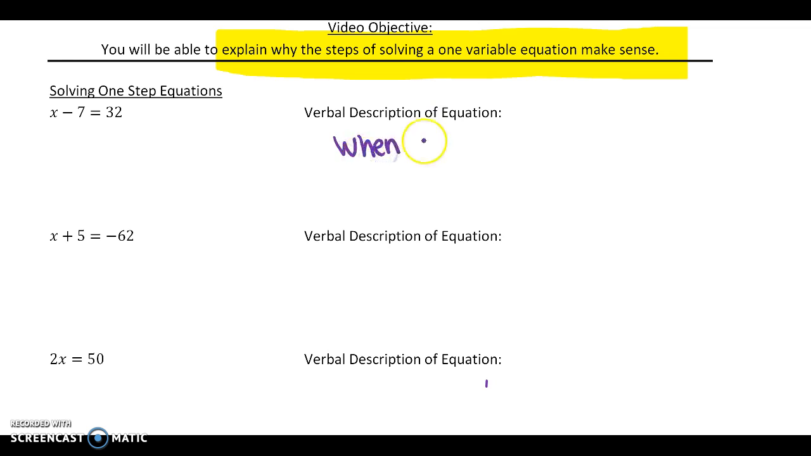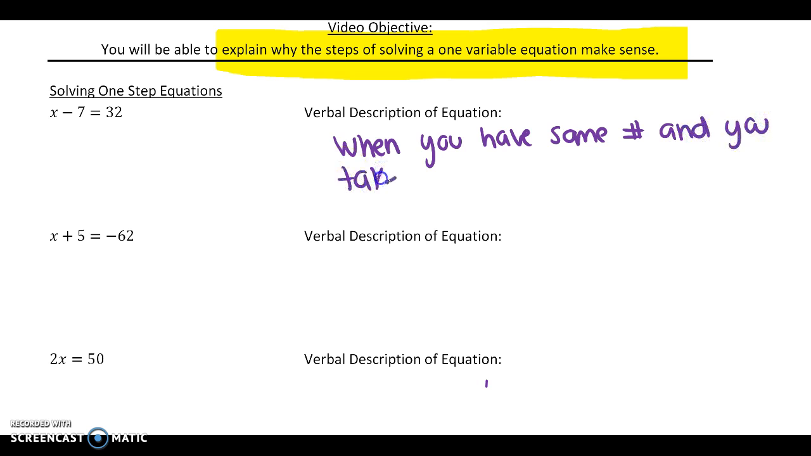When you have some number, I don't know what that number is, and you take away 7, the result is 32. Okay, so this is my some number. This is me taking away 7. The result should be 32.